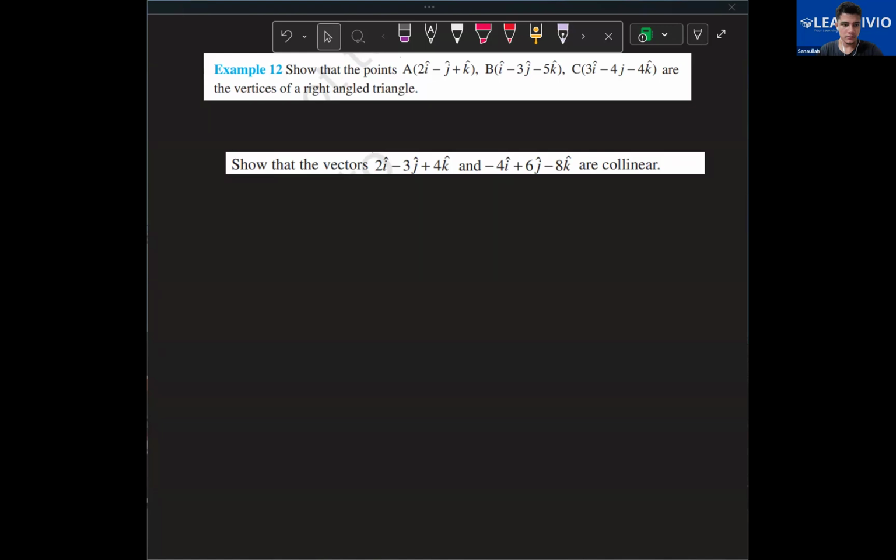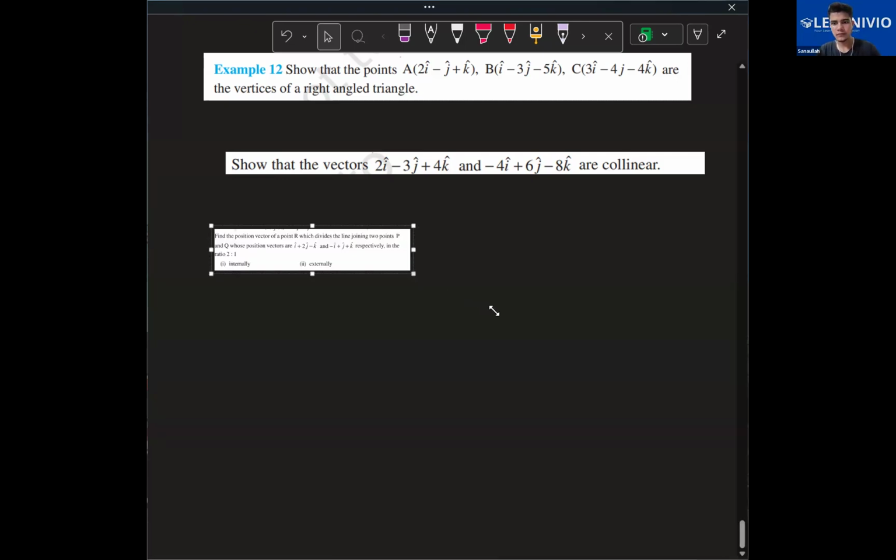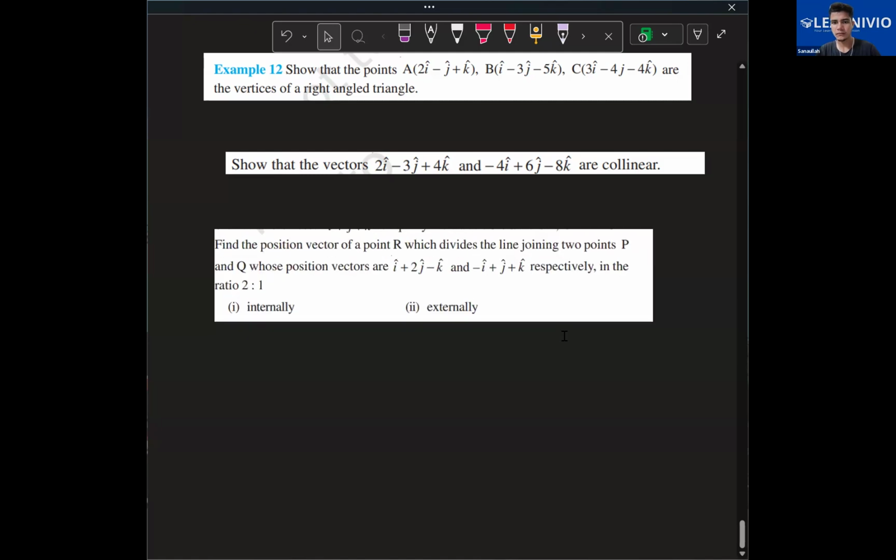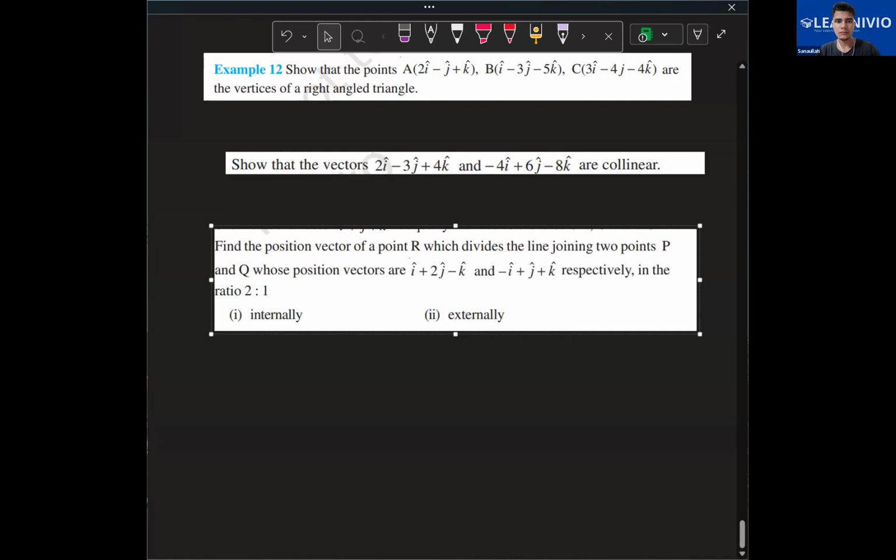Now try this question. Find the position vector of a point R which divides the line joining two points P and Q, whose position vectors are these, respectively, in the ratio 2:1. You have to tell me for both internally and externally.